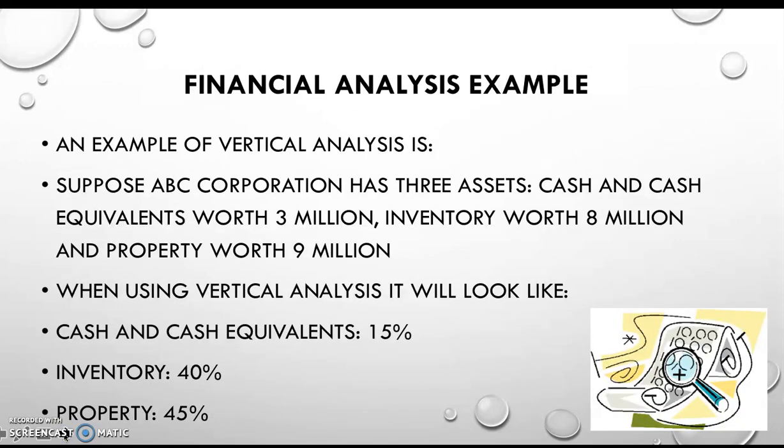So, a financial analysis example. Suppose ABC Corporation has 3 assets: cash and cash equivalents worth $3 million, inventory worth $8 million, and property worth $9 million. When using vertical analysis, it'll look like what's up on the screen. The cash and cash equivalents will be 15%, inventory 40%, property 45%.